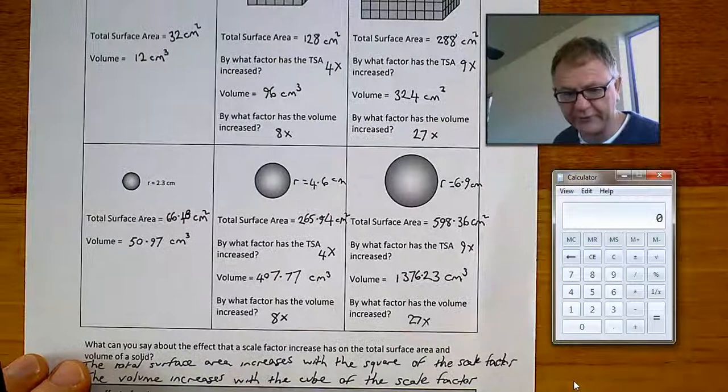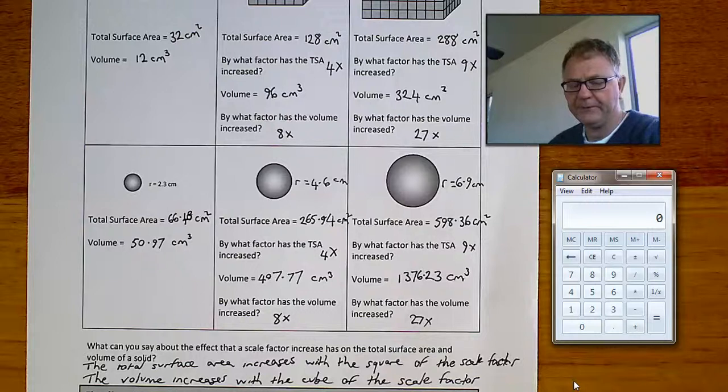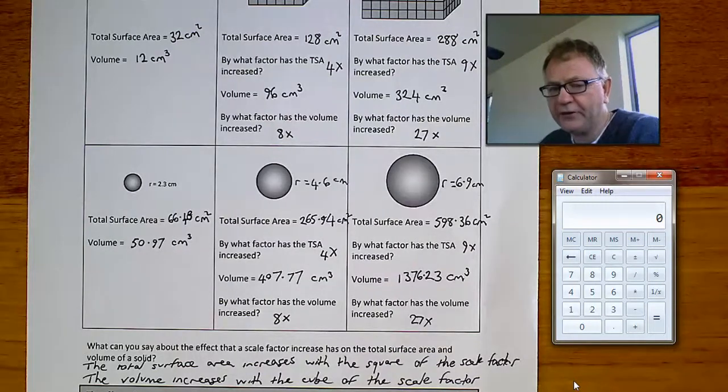Can we just squeeze it in there? So, the total surface area increases with the square of the scale factor, but the volume increases with the cube of the scale factor.